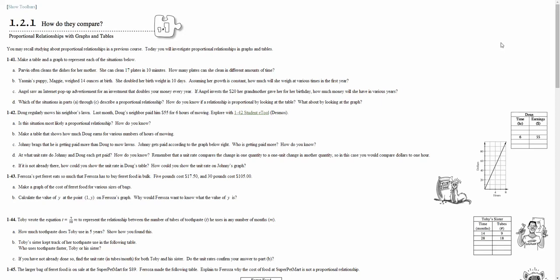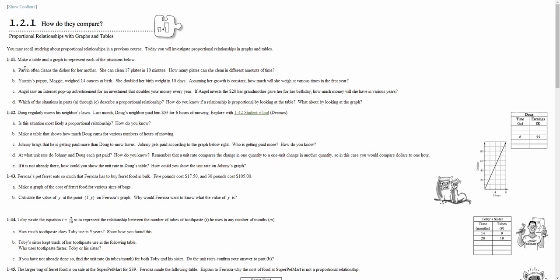So for instance, if you look here at 141, you'll see actually Parvin's situation here where she's cleaning 17 plates in 10 minutes. If Parvin didn't clean a plate, then it takes 0 minutes, right? So 0, 0 is a point, and Parvin never gets tired. Okay? Parvin can sit there doing plates for 10 hours, and she still cleans at 17 plates for every 10 minutes. That is proportional. Okay?